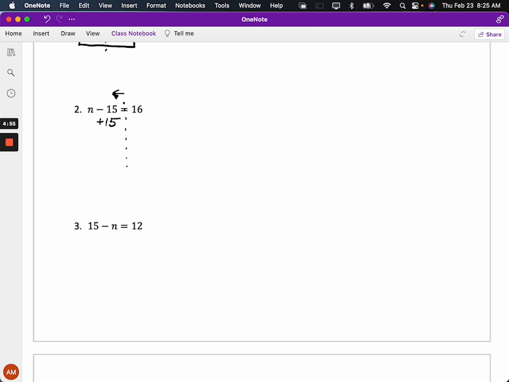Okay, remember, I need to do the same thing to both sides of the equation. So if I add 15 on the left side, I have to add 15 on the right side to stay balanced. Negative 15 plus 15 is the same thing as saying 15 minus 15. It cancels out. All I'm left with on this side of the equation is n. On the right side, I'm adding 16 plus 15, which gives me 31.